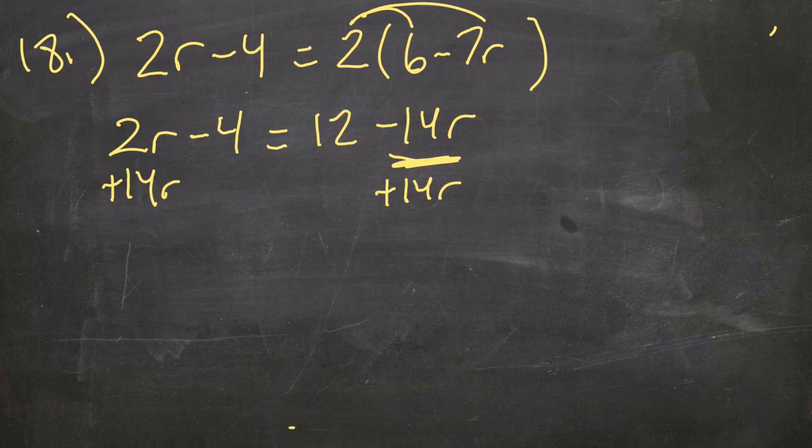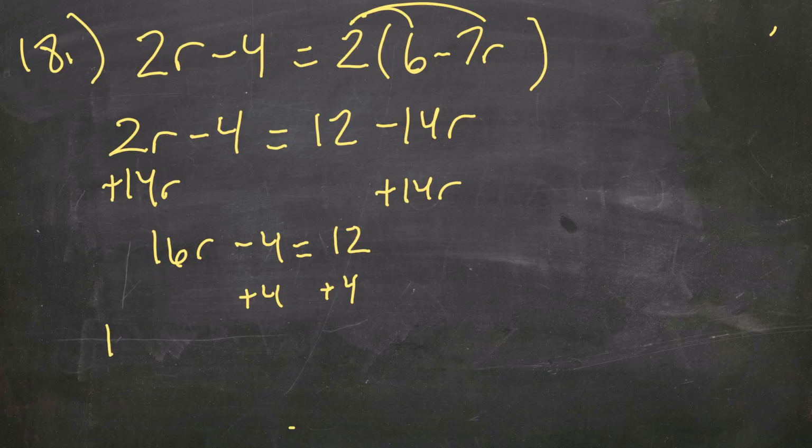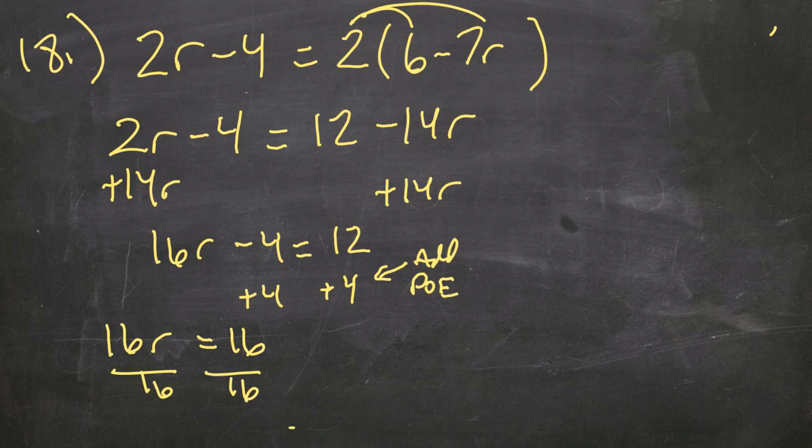Alright, that's not a division sign. I don't want you to think that's a division sign. Alright, that was just me underlining. So I get 16r minus 4 equals 12. I add 4 to both sides. I get 16r. Remember, that's the addition property of equality. I get 16r equals 16. I divide by 16, because of the division property of equality.